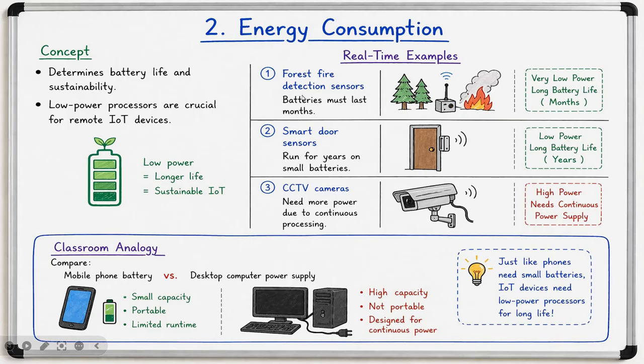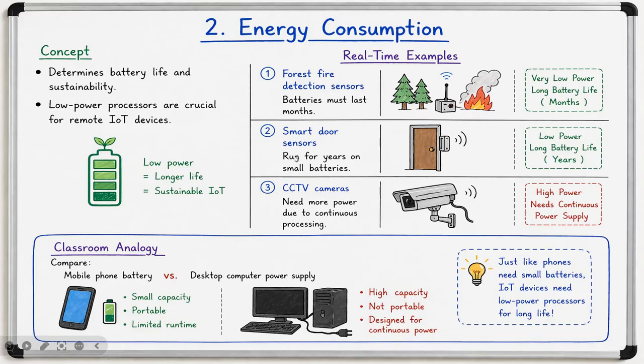Some real-time examples are the forest fire detection sensors, where batteries must last for months. That is, these sensors are deployed in the forest where power supply is not available, and they must run on the batteries for long durations. So energy efficient design is very essential here.